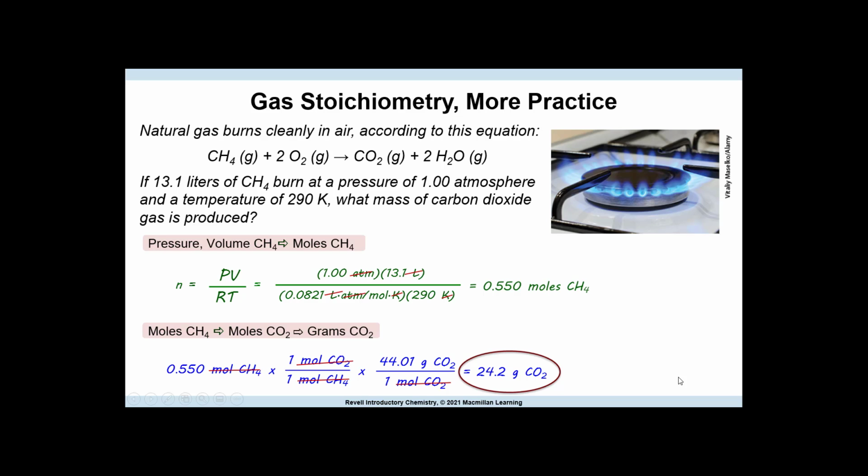In this question, we're given the pressure and the volume. Our first step is to convert this to moles using the ideal gas equation. So we set it up to determine what the moles are. We determine that the moles are 0.550 moles of methane.